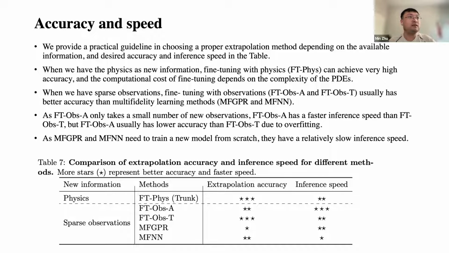The multi-fidelity GPR and the multi-fidelity neural network need to train a new model from scratch. They have a relatively slow inference speed. We can see the conclusion in these tables, and more stars represent better accuracy and faster speed.